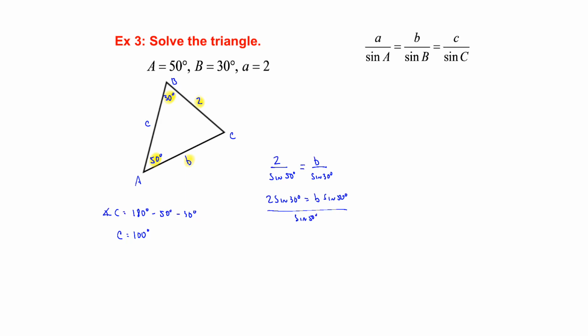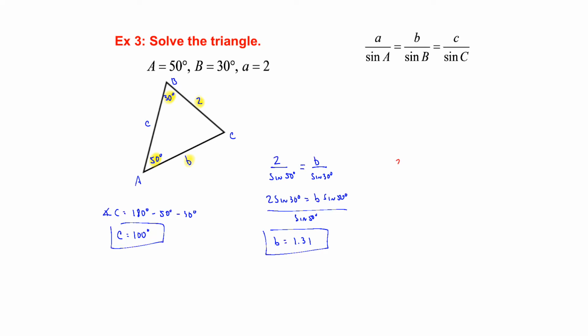So 2 sine of 30 degrees divided by sine of 50 degrees is B, which is equal to 1.31. So we have angle C and we have side B. And now we have to find side C. So we're going to do something very similar.